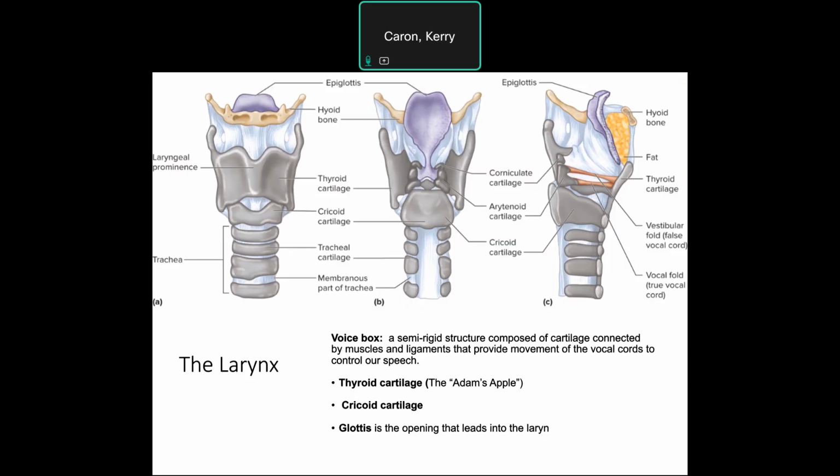You have the thyroid cartilage, which is in the front, the anterior surface, right below the skin of the neck. And that's what we commonly call an Adam's apple. You have the cricoid cartilage that's just below it. You have the glottis, which I'm not sure we can see a picture of that. There's the epiglottis, opening that leads into the larynx.